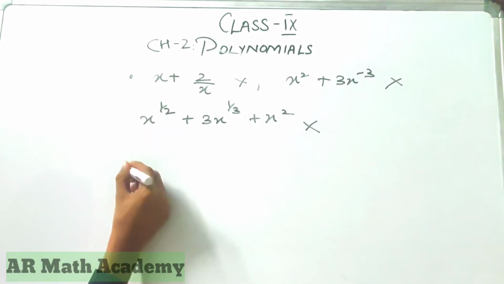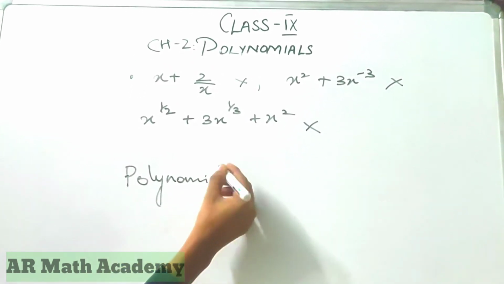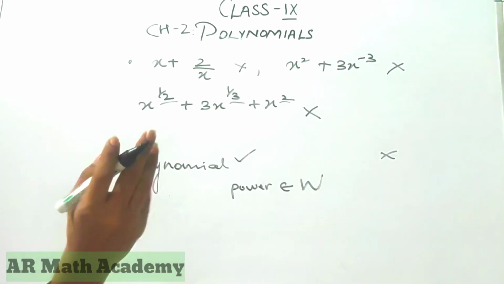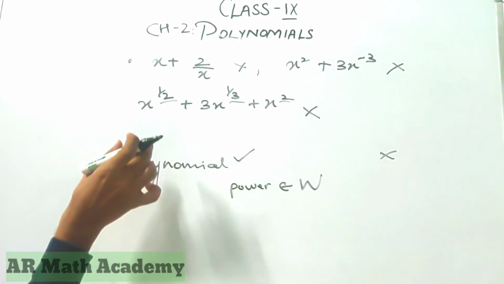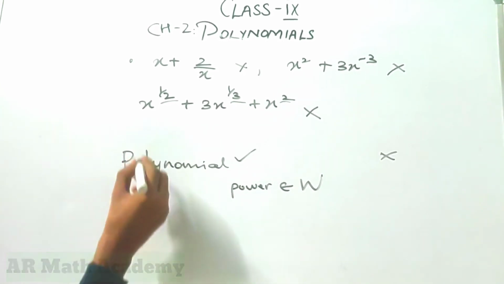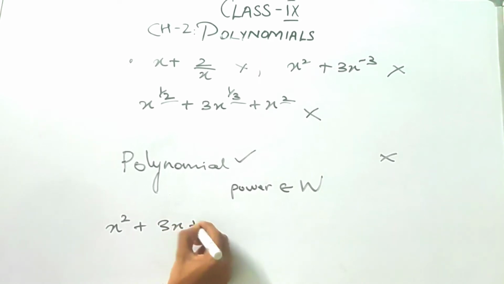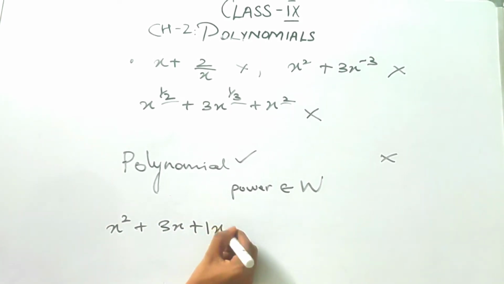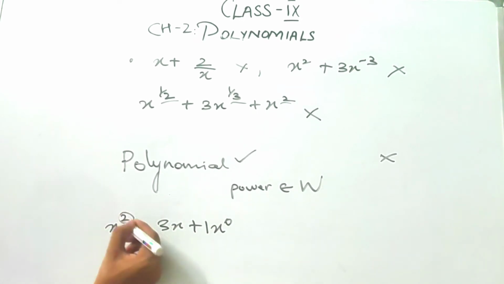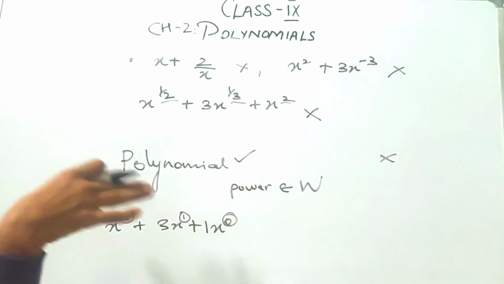Well, there are some equations which are considered polynomials and some which are not. Well, the powers of the x terms must be whole numbers. So let us take an example. Suppose the power is a whole number, so x power 2 plus 3x plus 1. Consider this as x power 0. So all the powers of x are whole numbers. 2 is a whole number, 1 is a whole number and 0 is a whole number. So all the powers of x are whole numbers.